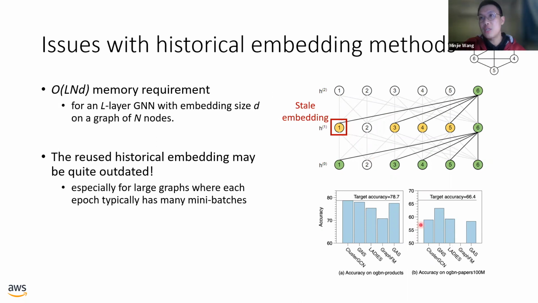So using that stale embedding is very dangerous, and we found that it actually impacted the model accuracy by a lot. You can see here two examples. On a smaller graph like OGBN-products, you can see roughly all these models are still very close to the target accuracy by neighbor sampling, but on a larger graph like papers100M, the accuracy gap is huge.